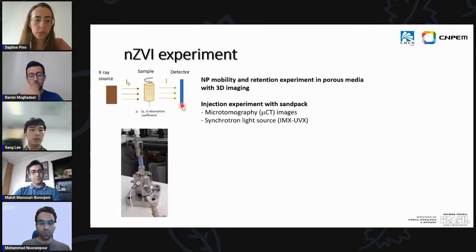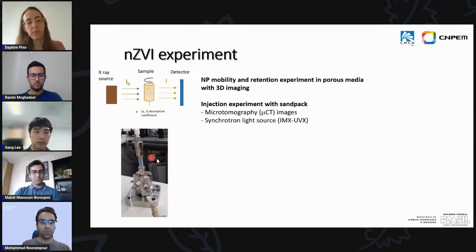So the first experiment that I want to show you is based on nanoparticle injection. So here, this is our flow cell. We were injecting things from the bottom and going through here. This would go in front of the X-rays. So X-rays would go through the sample, and we would collect the data on the detector.